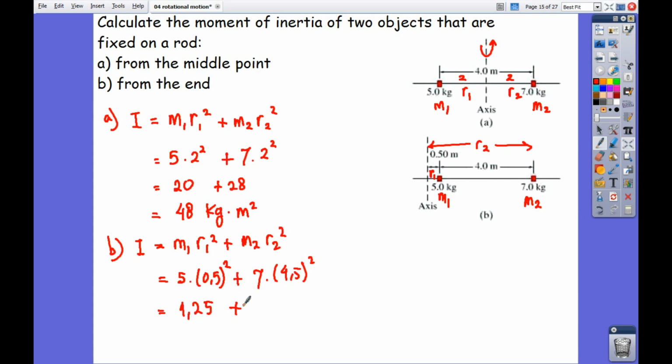1.25 added by 141.75. The answer is 143 kilogram meter squared.